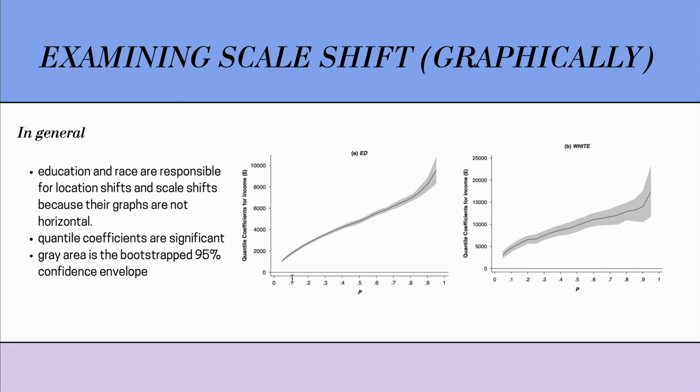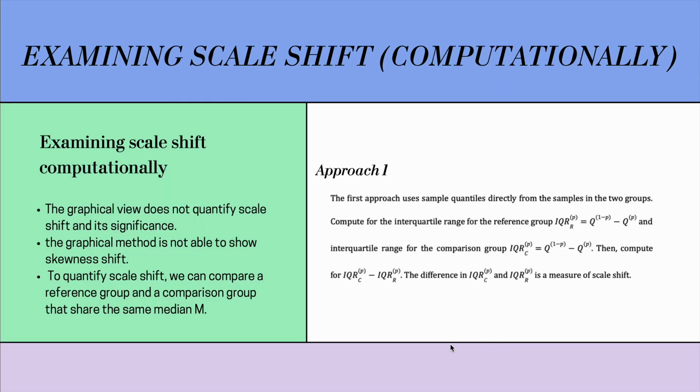You might also notice that there are horizontal black lines here at y equals 0. Since the plot of the quantile coefficients do not touch this line, this means that the quantile coefficients are significant. So this black line here only shows whether our estimated coefficients are significant. Meanwhile, this gray area that we can see surrounding our black lines is the bootstrap 95% confidence envelope. The graphical view, however, does not quantify scale shift and its significance. Also, the graphical method is not able to show skewness shift.